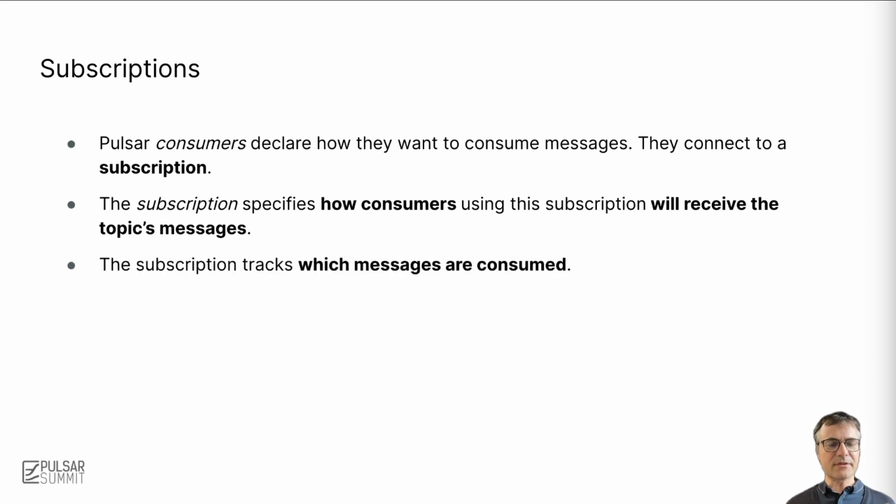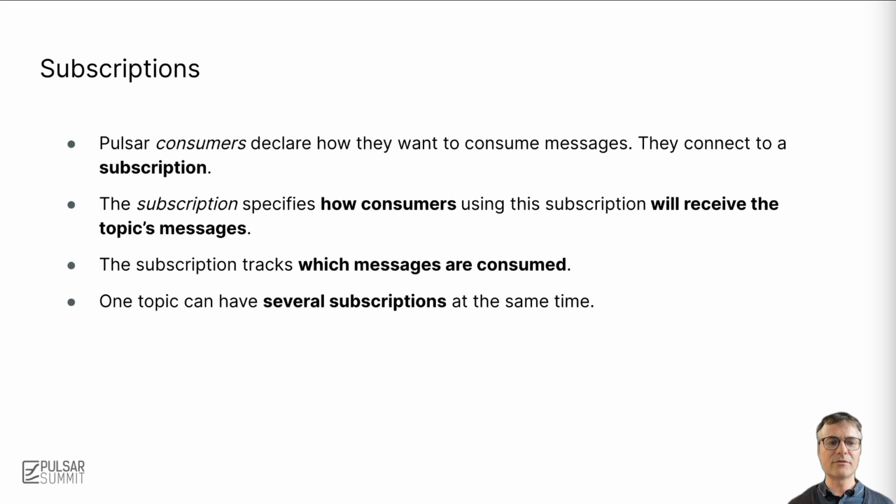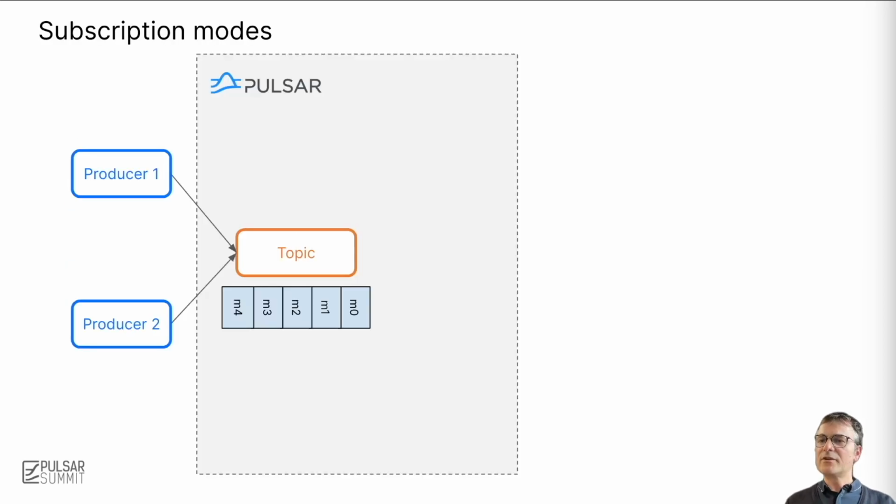The subscription tracks which messages are consumed. And one topic can have several subscriptions at the same time. So we achieve this unified messaging and streaming use case through subscriptions. A subscription type is a function of the consumer, and we have 4 subscription types in Pulsar. So the producer doesn't need to worry about if the use case is streaming or messaging, right? Only the consumer and the subscription will manage that.